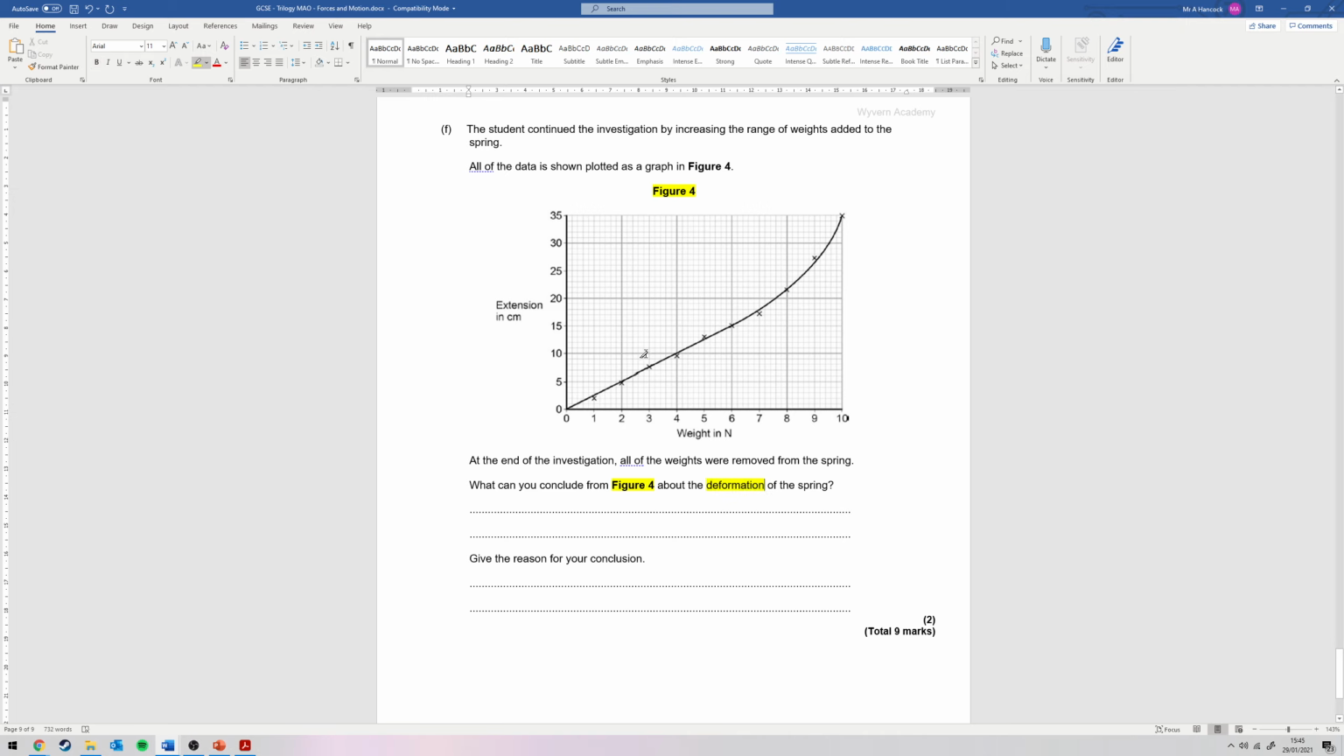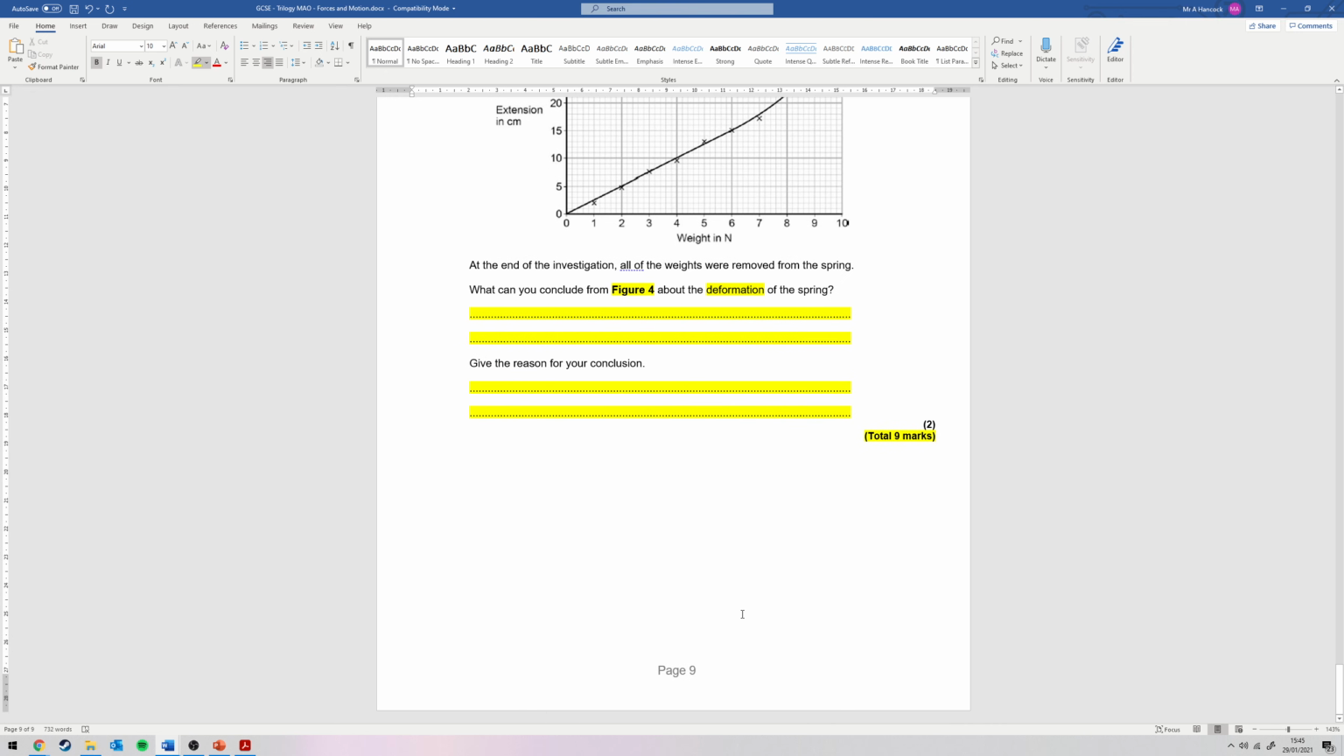So let's have a look at the graph. You've got weight and you've got extension, and you notice the graph goes like this, and at some point it changes. What happened to this spring is what this question here. This question is saying what happened to the spring, and this question is asking why has that happened? And that is the end.